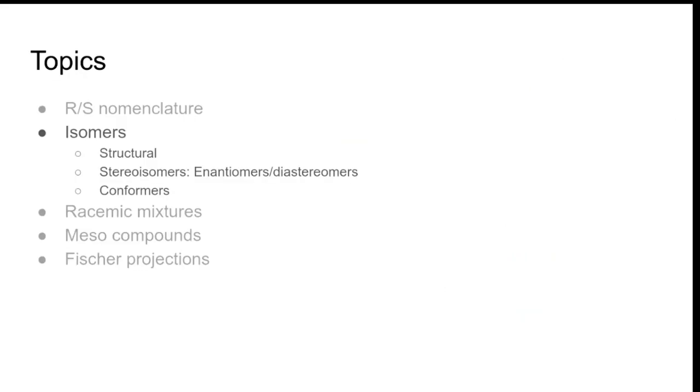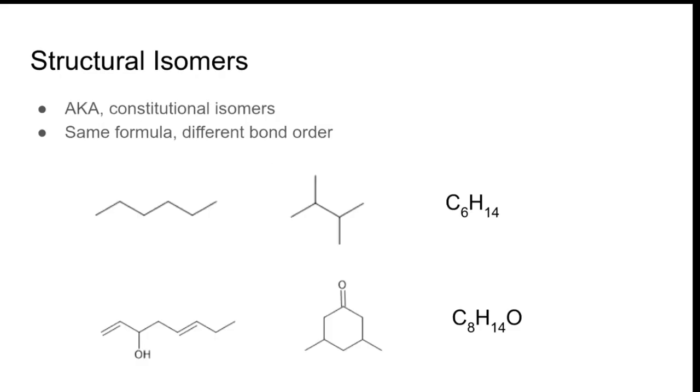So continuing, we're going to talk a little bit about how we determine the relation between molecules. Structural isomers, you all know what these are. They have the same formula but are connected completely differently, right? For example, these both have the formula C6H14. They look completely different. They're connected in a completely different order. And same with down here.